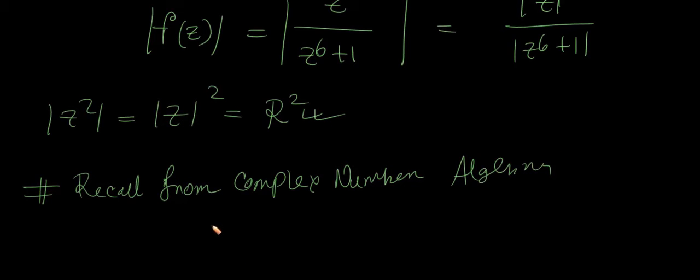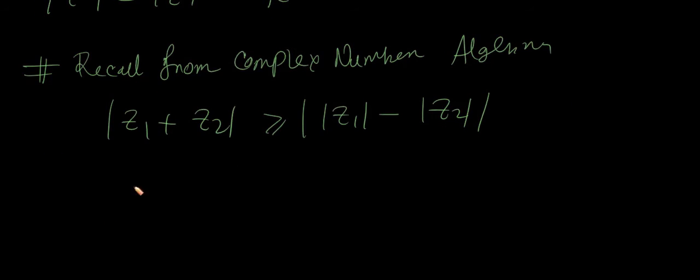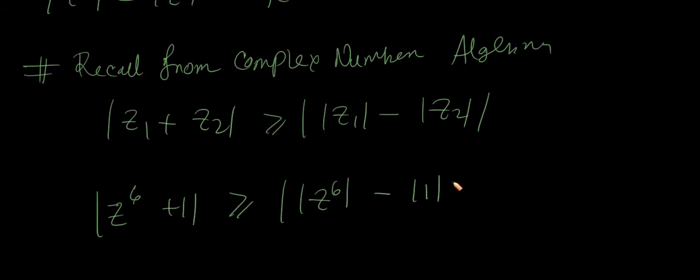modulus of z1 plus z2 is equal or greater than modulus of z1 minus modulus of z2. This formula will come into play when you try to evaluate this modulus of z to the power 6 plus 1. So let me show you how. So instead of z1, now you have to write this z to the power 6 plus 1, right? And this is related with this inequality. So this is simply modulus of z to the power 6 minus modulus of 1.